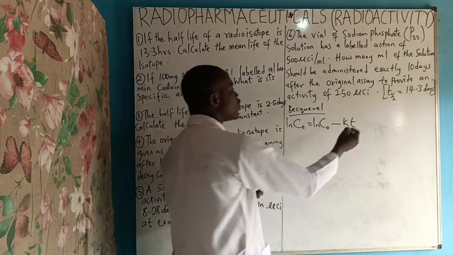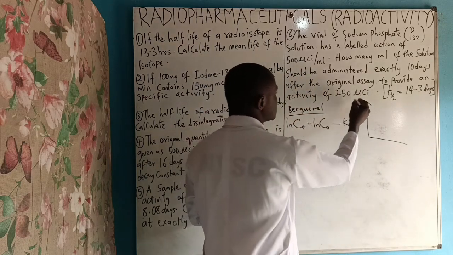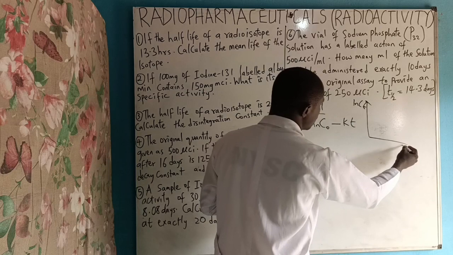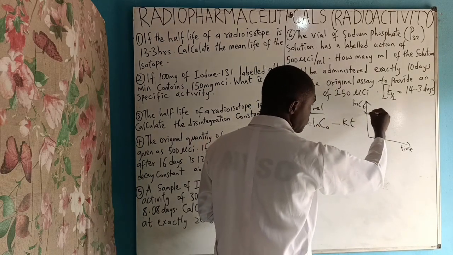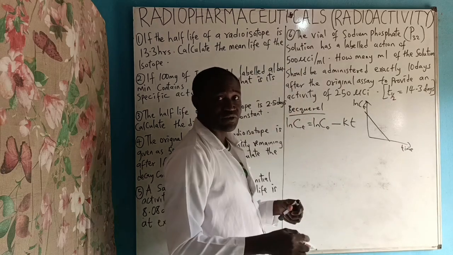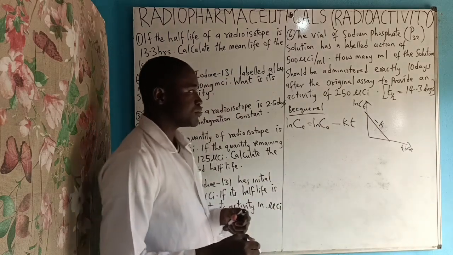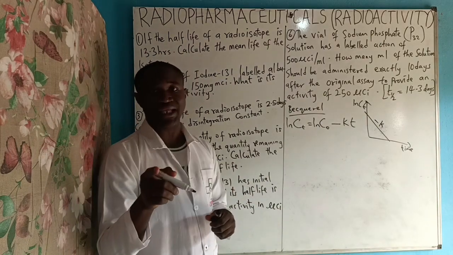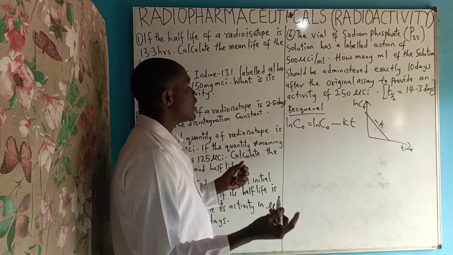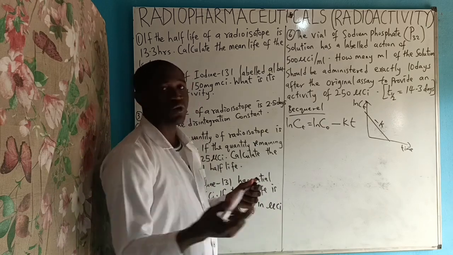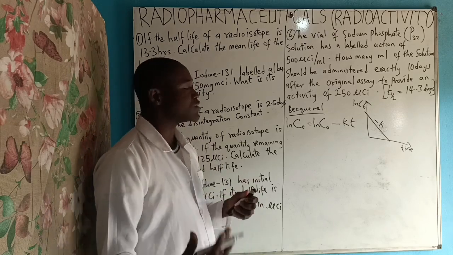That means for this equation, the graph goes this way. You are plotting the graph of ln C against what? Time. And it will go like this. It will give you a negative slope, which we call minus k. When you go to the topic chemical kinetics we posted on our channel, you will see how we discuss all the orders of reaction we have: zero order, first order, second order. You see how we discuss them in full.